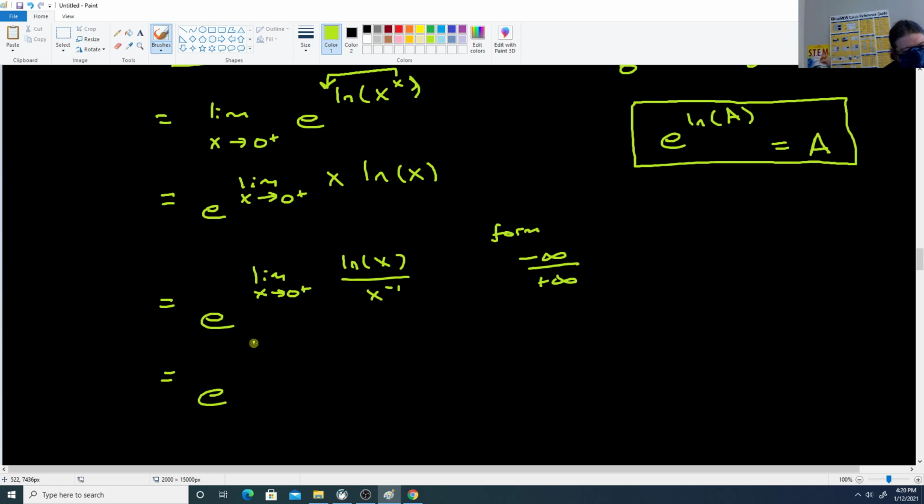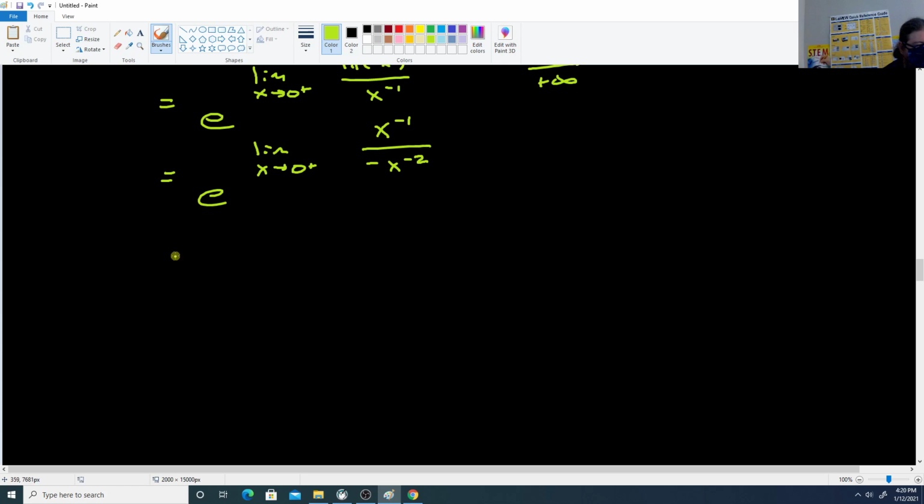So we're going to have e to the limit as x approaches 0 from the right. Derivative of natural log of x is x to the -1. That's over -x to the -2. You're able to reduce that fraction down. Since this is an x to the -1 up here and that's an x to the -2 down there, we're able to let the x to the -1s cancel. So that'll leave 1 up top. That'll leave us a -x to the -1 down there.